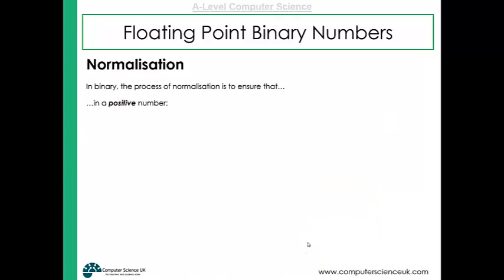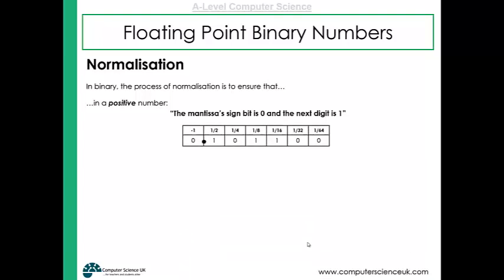So in binary, remember, if it's a positive number, the mantissa sign bit is 0, and the next digit is 1. So if the sign bit's 0, we then have a decimal point, and the next would have to be 1 if it was going to be normalized. So that would be normalized because the most significant bit, this first 1, is after the decimal point. Now in a negative number, remember that the mantissa sign bit is 1. So the most significant bit would be the first 0 after that sign bit.